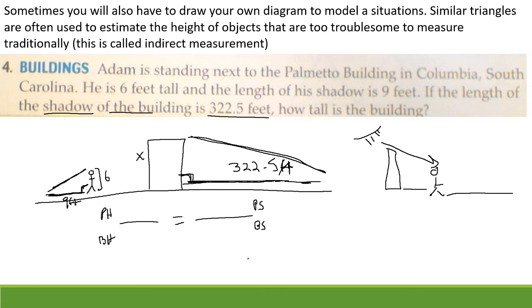So you can think about it in terms of their concepts rather than their positions on the diagram that you drew there, if that's helpful for you. Height over height, shadow over shadow. As long as you're consistent with how you set up your fractions, you'll be okay.